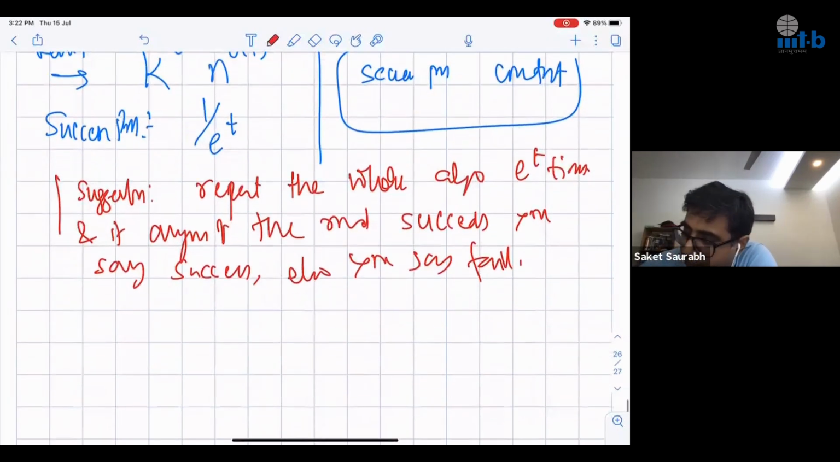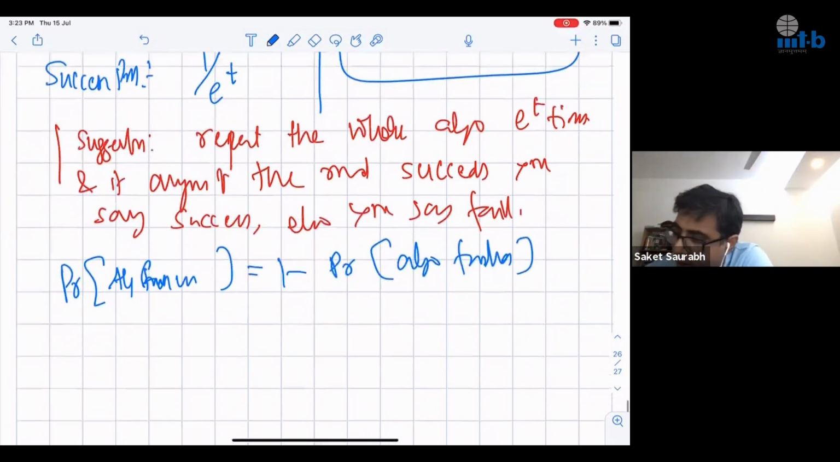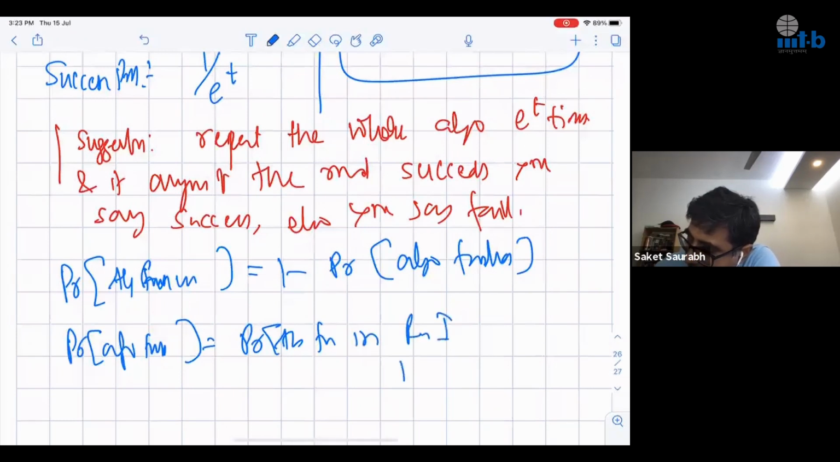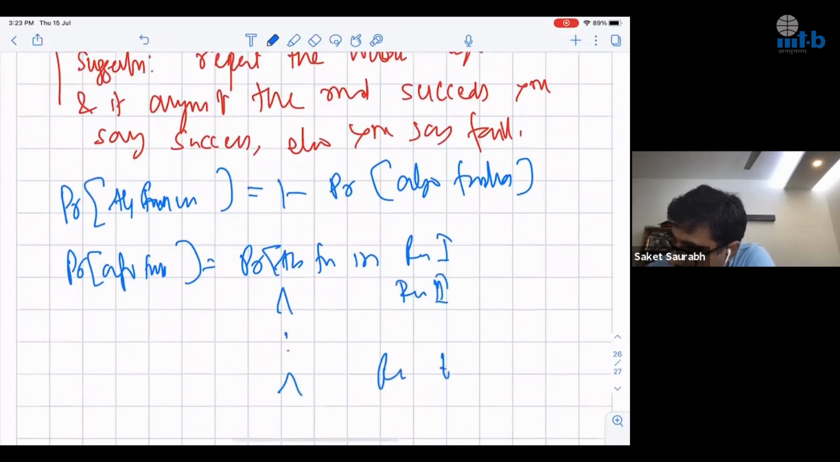So now let's see what happens to the success probability. To do this, I'm going to say the probability that the algorithm succeeds is the same as 1 minus the probability that the algorithm failed. So why will the algorithm fail? The probability that the algorithm fails is the probability that it fails in round 1 and round 2 and so on up to the last round.